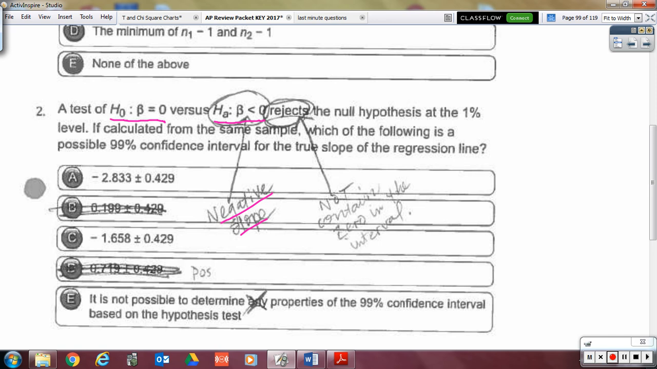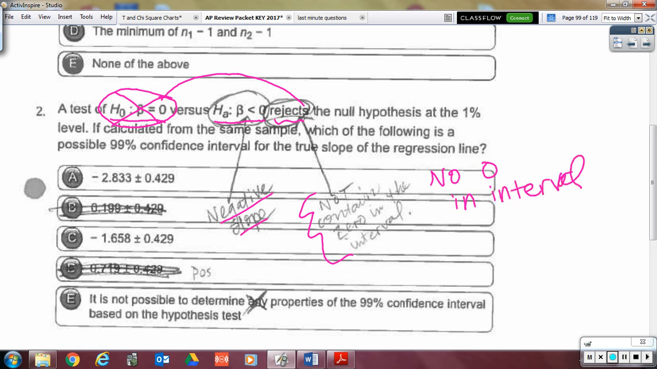Okay. Now, we reject the null hypothesis. So what happened? What can you tell me about my interval if I reject beta equals 0? That there is a linear relationship. And it also tells me that there will be no 0 in the interval. So 0 will not be in the interval.